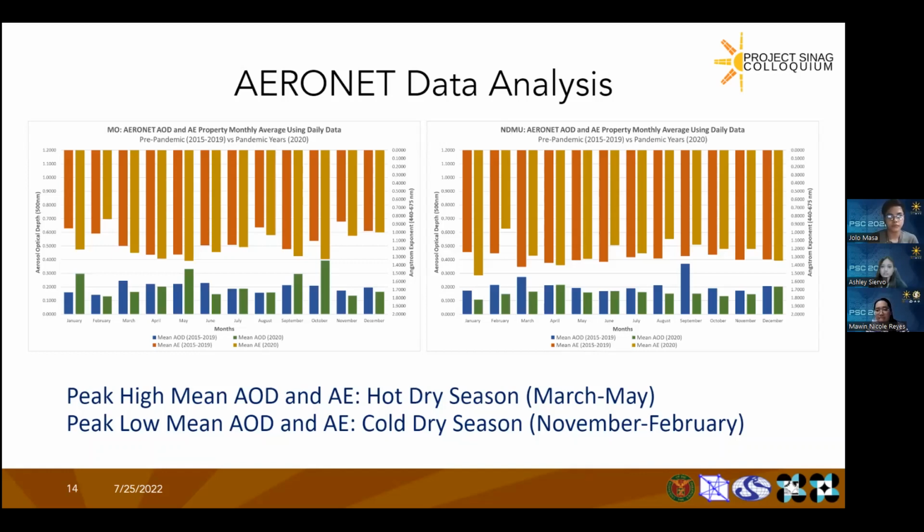Then during the pandemic, AOD values were narrowing to a decrease due to the halt of primary sources of atmospheric aerosols such as economic production, consumption activities, and transportation during the lockdown. Generally, it still follows the seasonality of high mean and low mean from pre-pandemic.